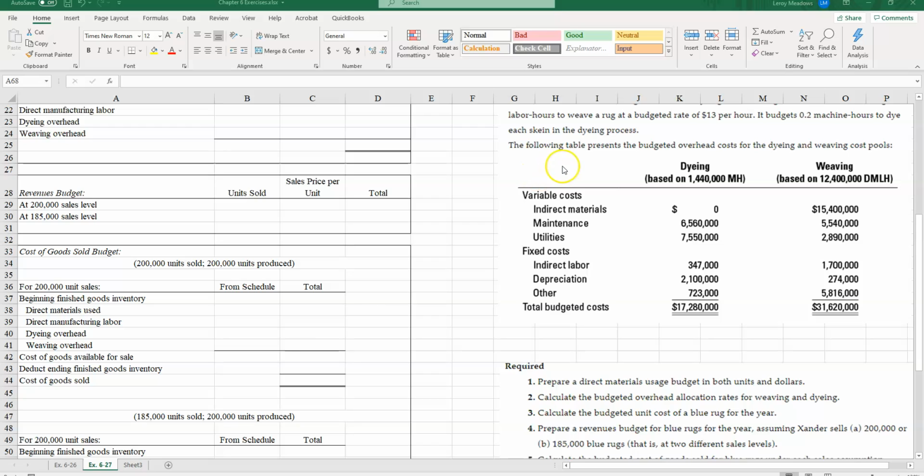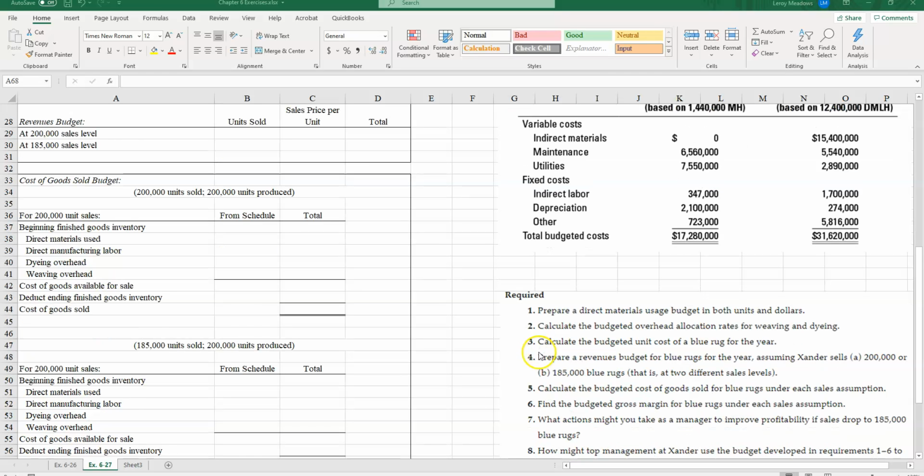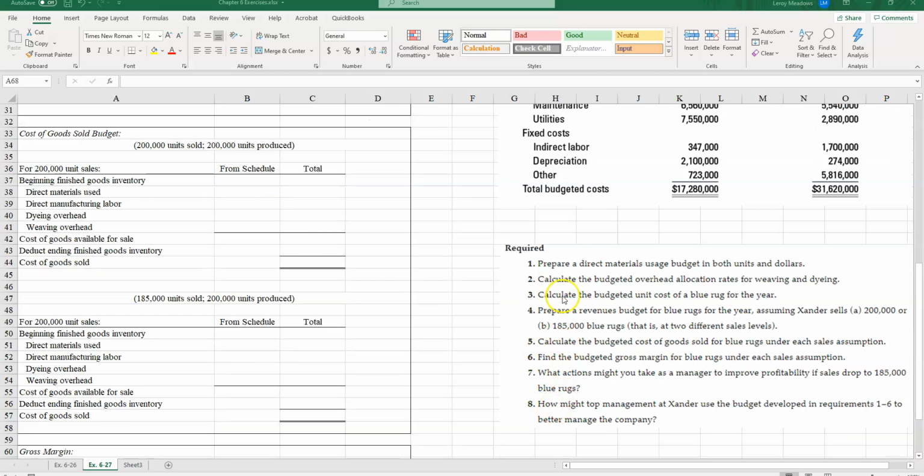The following table presents budgeted overhead cost information for dyeing and weaving cost pools. And we're given total budgeted costs separated by variable and fixed. And total budgeted costs are $17,280,000 for dyeing, and overhead is budgeted in the weaving department for $31,620,000. Now, the first thing we're asked to do, and we've got 8 different things here we're asked to do.